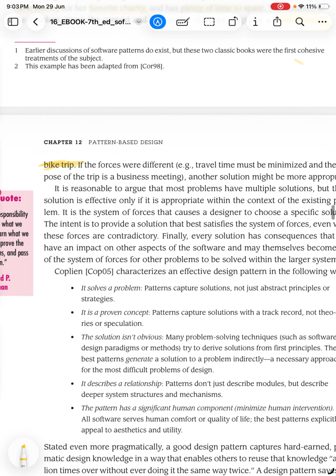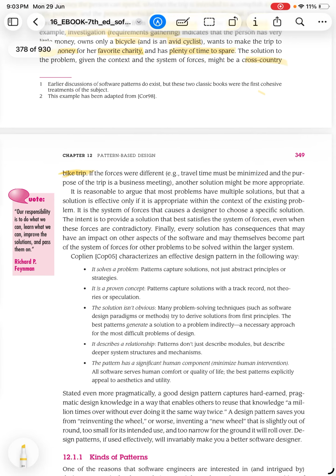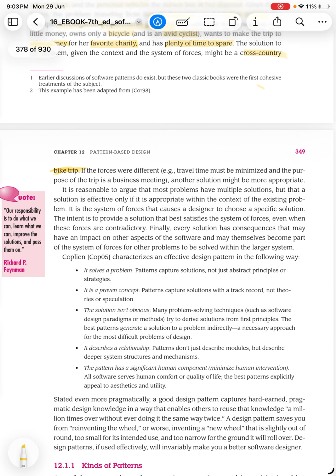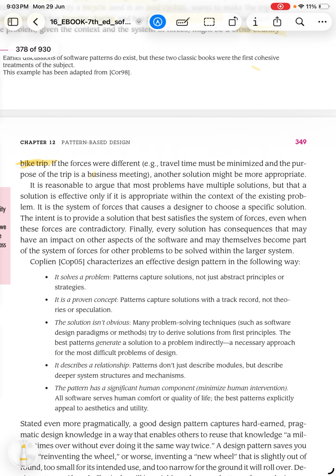If the forces were different, for example, travel time must be minimized and the purpose of the trip is a business meeting, another solution might be more appropriate. It is reasonable to argue that most problems have multiple solutions, but that a solution is effective only if it is appropriate within the context of the existing problem.